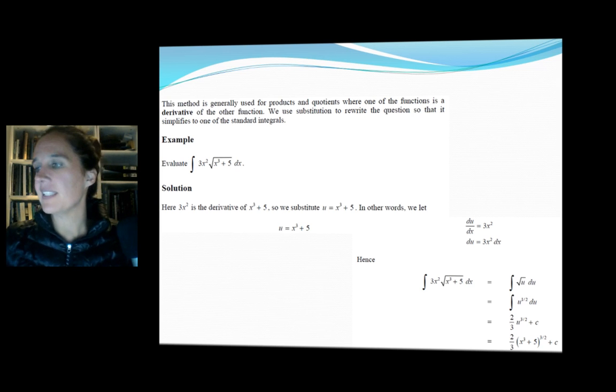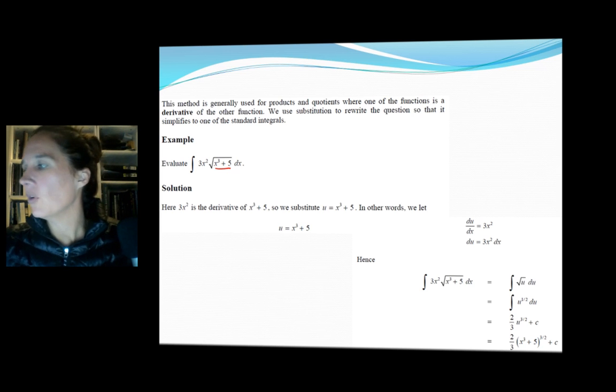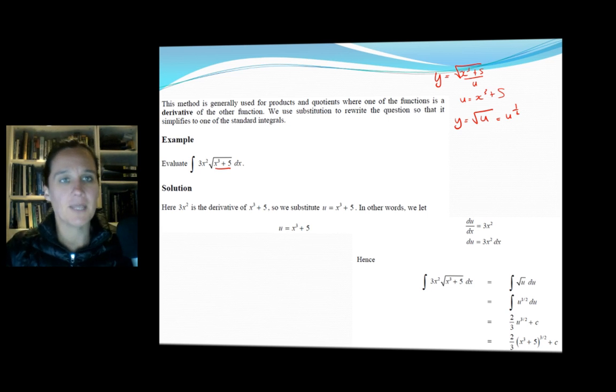So if we have a look at this example here, remember before, if we had y is equal to the square root of x cubed plus 5, we would have called this our u. So u is equal to x cubed plus 5. And then y is equal to the square root of u, or u to the power of a half. We're using that same concept now to keep going through.